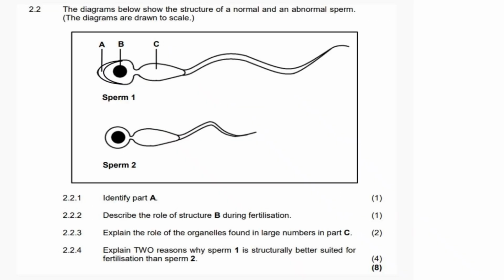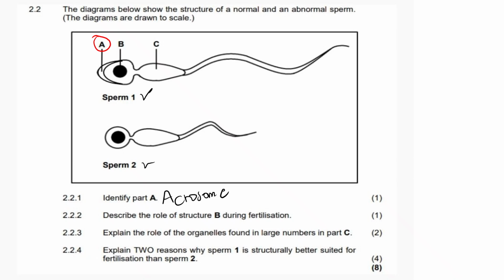Now we also have question 2.2. The diagram below shows the structure of a normal and abnormal sperm. The diagrams are drawn to scale. Here we have sperm 1 and here we have sperm 2. 2.2.1, identify part A. You must know that part A is what we call the acrosome.